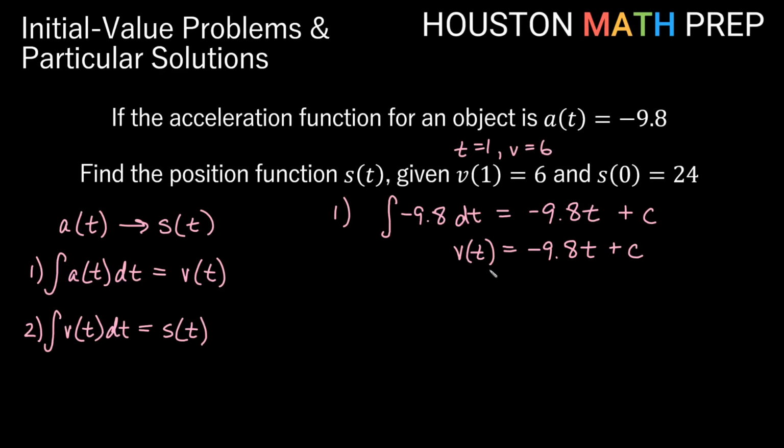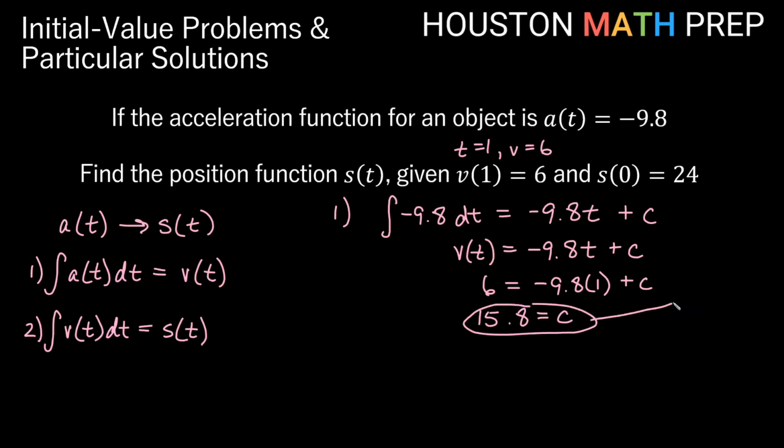So we'll plug in 6 for v, equal to negative 9.8 times t, where t is 1, so we plug in 1 here, plus our c. This is negative 9.8, and we'll add that to both sides. So this will be 15.8 equal to our c. We'll take this information for c and put it back in our general solution. That will give us the particular solution, at least for velocity, right? So our v of t is then negative 9.8t plus 15.8. So that part is done.